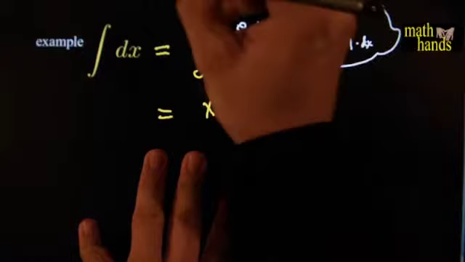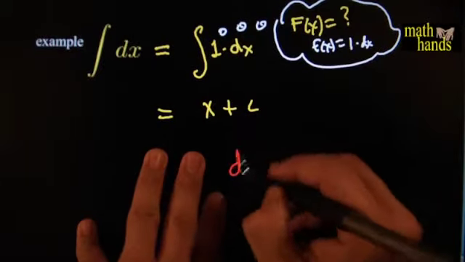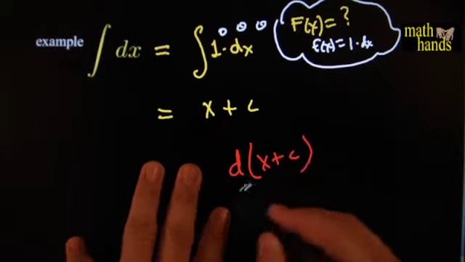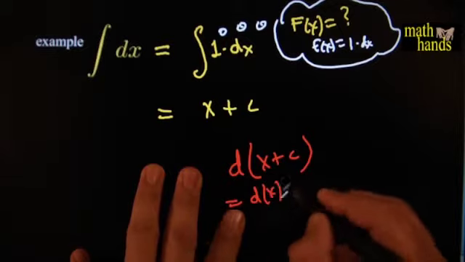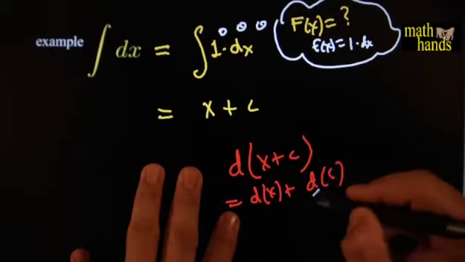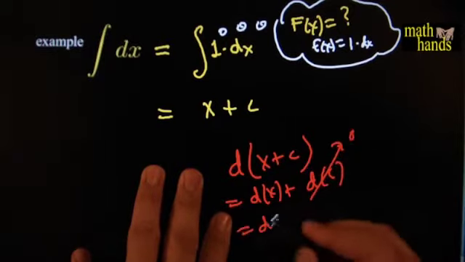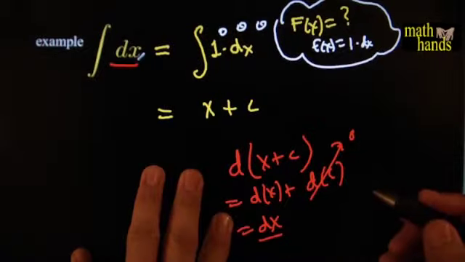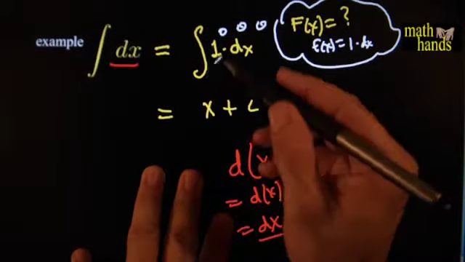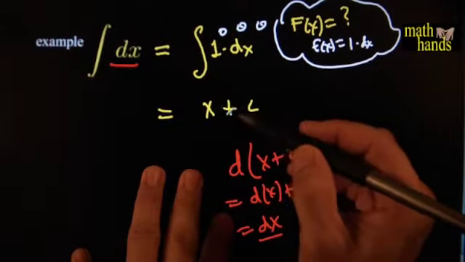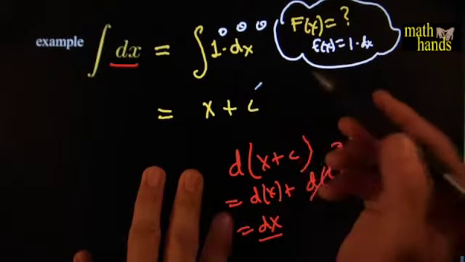Here, you could check. Let's check real quickly for fun. What's the differential of x plus c? Well, the differential of x plus the differential of c would look something like this. This would go to 0, and that would just be a dx, and this matches exactly what you have there. So the integral of the derivative of x is equal to just x plus a constant.